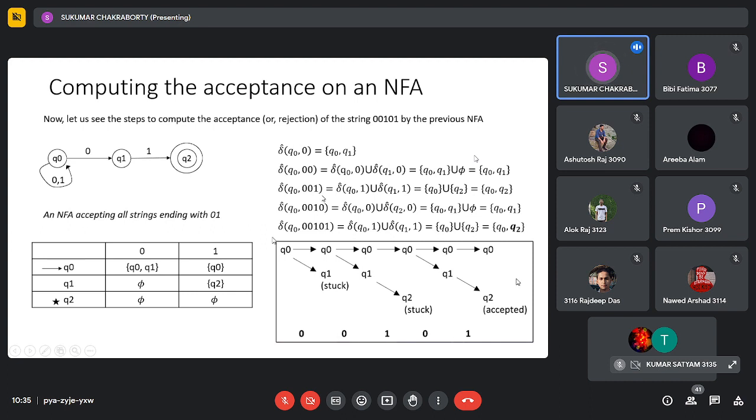So this is actually the computation of the acceptance, but in this one we see the machine and we compute, whereas in this one we see the transition table and we compute. So this is the blind computation. This can be implemented by a program very easily. So this is the computation of the acceptance of an NFA.